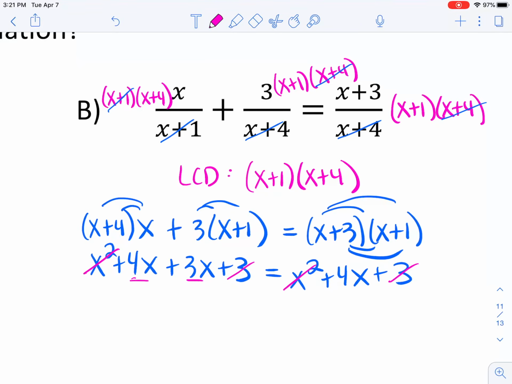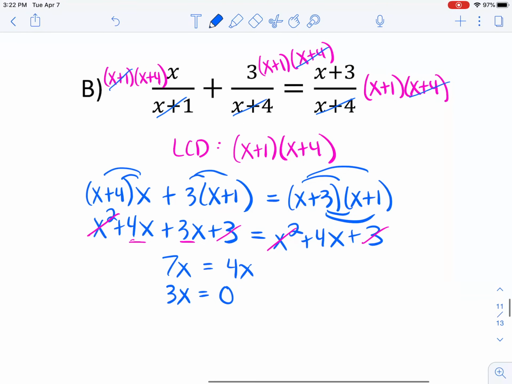And then what we have left, we need to collect like terms here. On the left-hand side, 4x plus 3x is 7x. And on the right-hand side, we have equal to 4x. We're trying to set this equal to 0, so let's subtract 4x from both sides. 7x minus 4x is 3x, and then 4x minus 4x, we get 0 there. Much easier equation to solve for. Divide both sides by 3. 0 divided by 3 is 0. So this is our only possible solution.